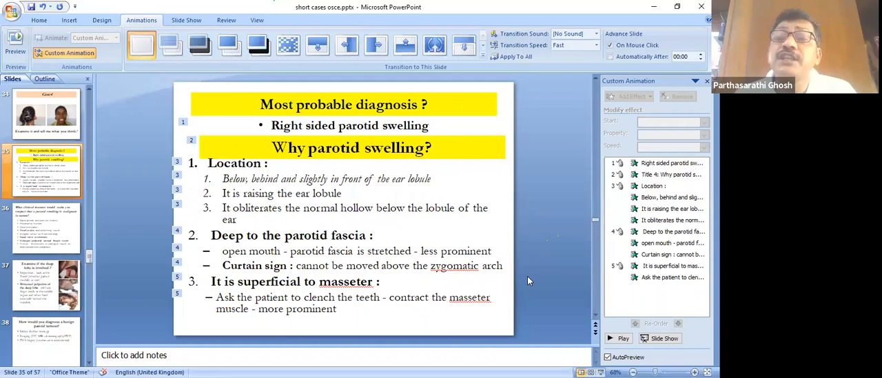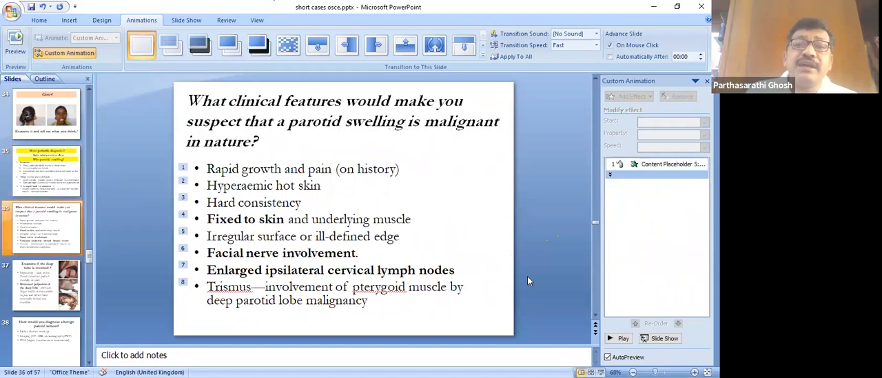Also, the involvement of the facial nerve, where the patient has signs and symptoms of facial nerve involvement. Rapid growth and pain sometimes appear. Obviously the skin changes are very important. It sticks to the skin, the surface, with facial nerve involvement and enlarged ipsilateral cervical lymph nodes. This is very important: the preauricular or the cervical lymph nodes. So, mainly the rapid growth, fixity to the skin and the underlying structure, involvement of the facial nerve, enlarged ipsilateral cervical lymph nodes, and sometimes trismus, difficulty in opening the mouth when the pterygoid muscles are involved by the deep lobe malignancy.